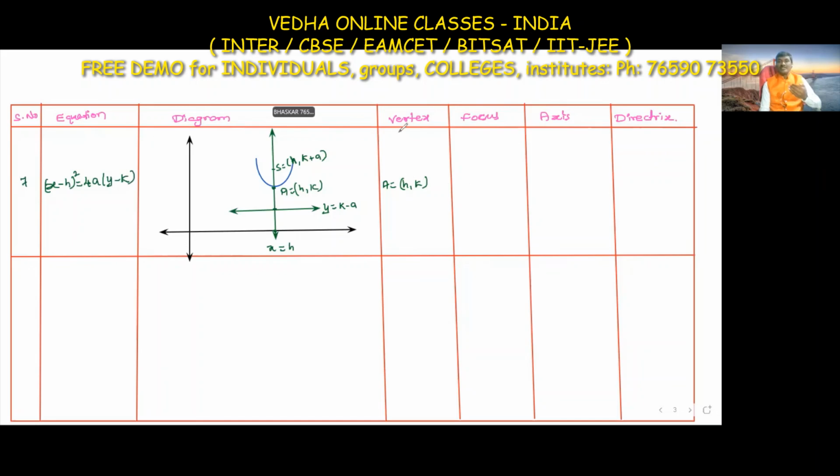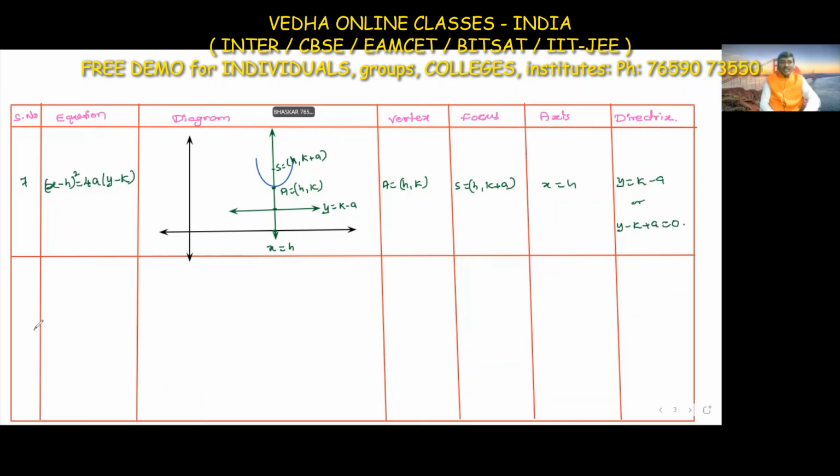So that means here the vertex is A equals (h, k), and what is the focus here? Focus S equals (h, k plus a). And the axis of the parabola is x equals h, and the directrix is y equals k minus a, or we can write it as y minus k plus a equals 0.